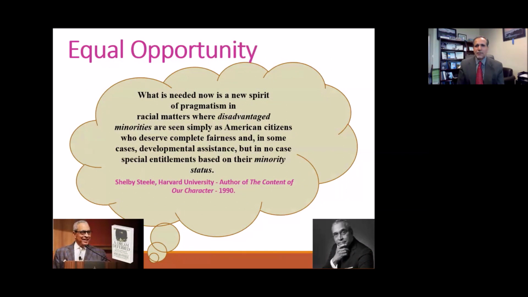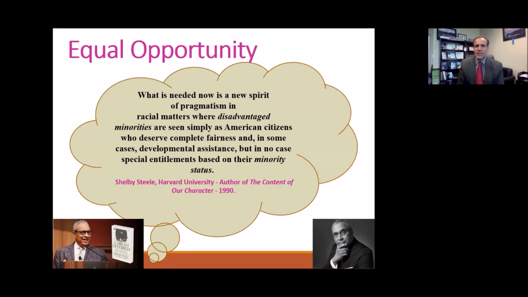Professor Shelby Steele of Harvard University wrote that what is needed now is a new spirit of pragmatism in racial matters where disadvantaged minorities are seen simply as American citizens who deserve complete fairness and in some cases developmental assistance, but in no case special entitlement based on their minority status.